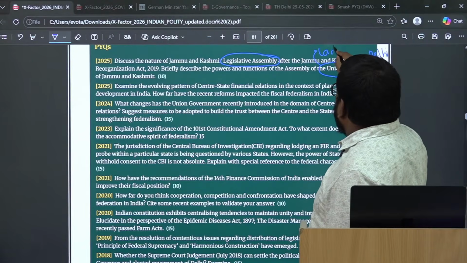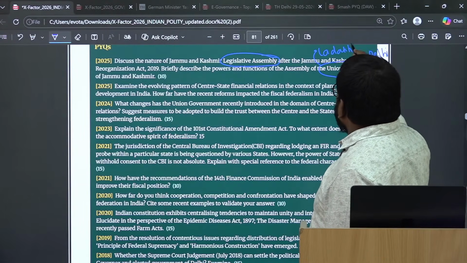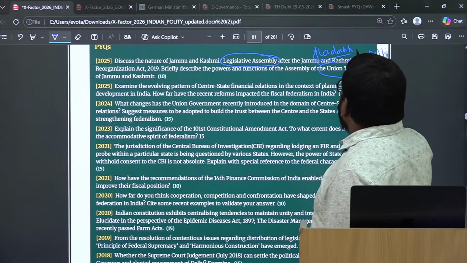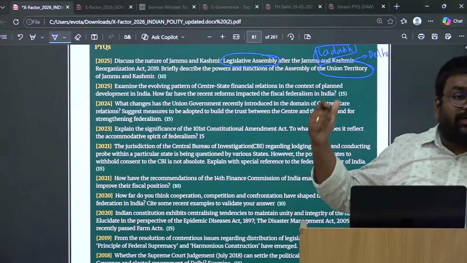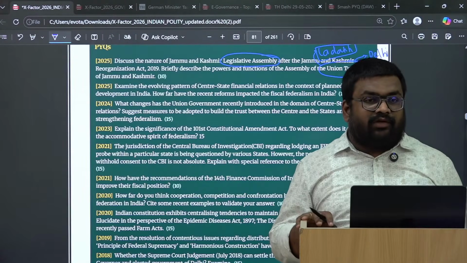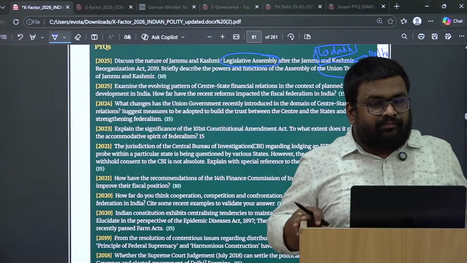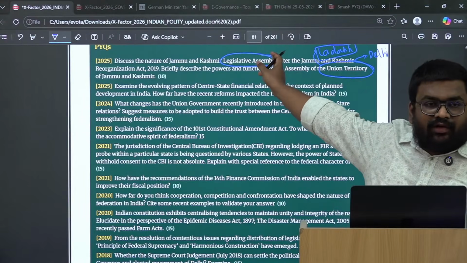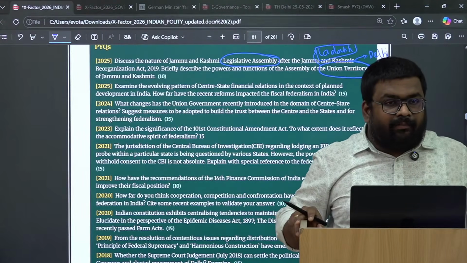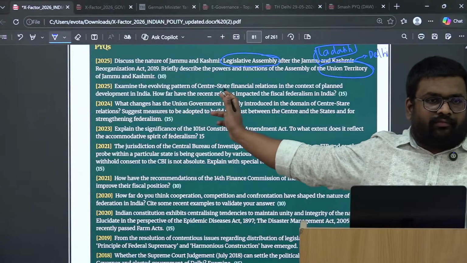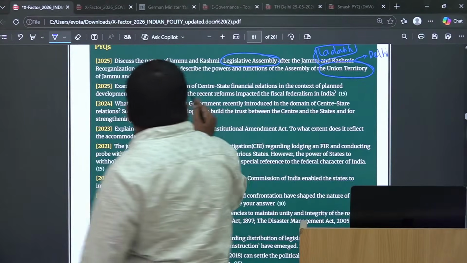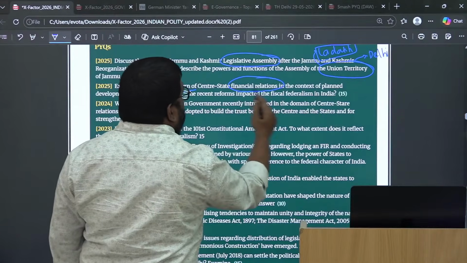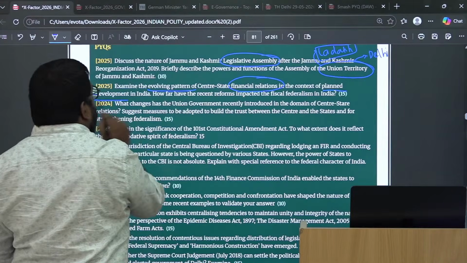So there were huge protests that were going on in Ladakh for the demand of the 6th Schedule status and full statehood, right? तो अगर जम्मू एंड कश्मीर पे पूछा है तो this year they can ask you on Ladakh. पहले ये सोचो. Similarly, evolving pattern of center state financial relations in the context of planned development in India.